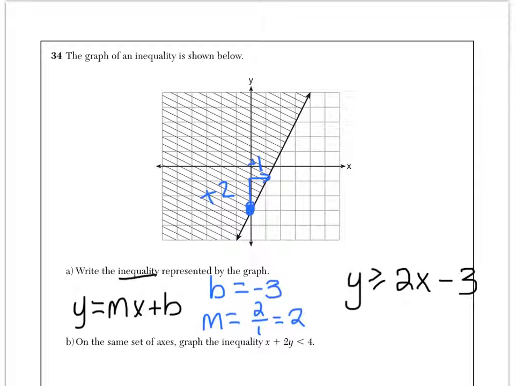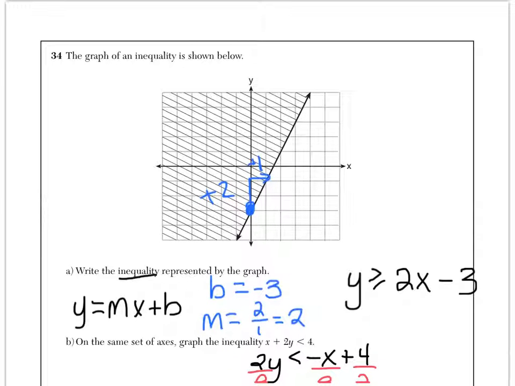So what we need to do is graph x plus 2y is less than 4. And in order to do this, we have to get our inequality in slope-intercept form. So I'm going to move the x to the other side. So I'll first get 2y is less than -x plus 4. Notice how I wrote the x term first, even though I could have written it as y minus x.